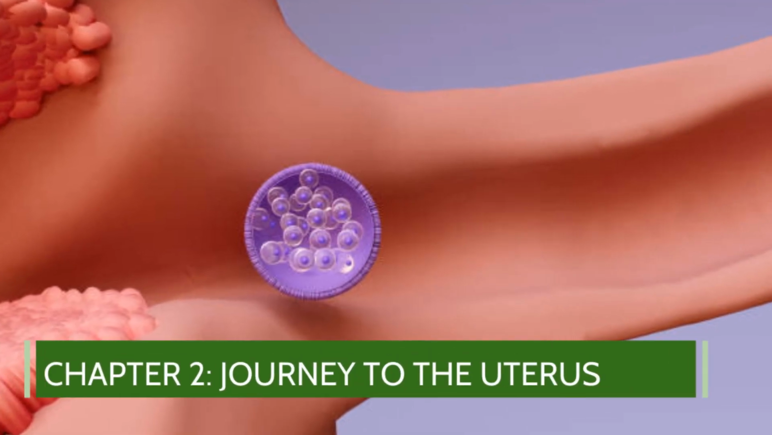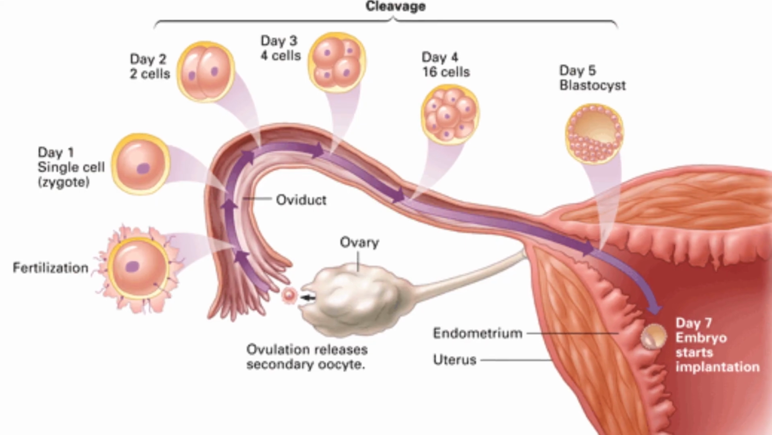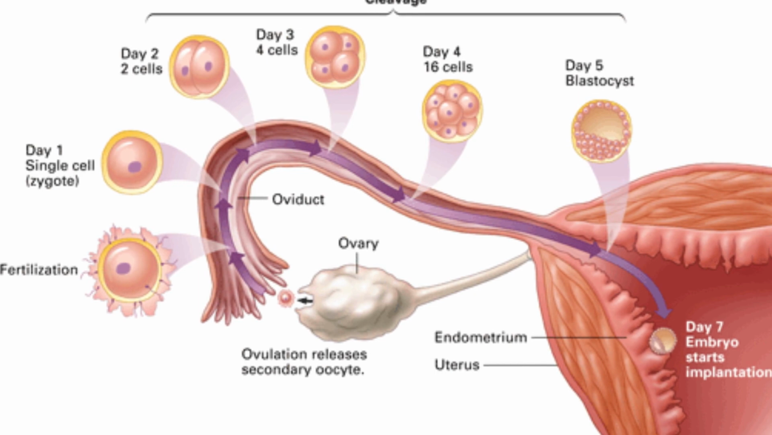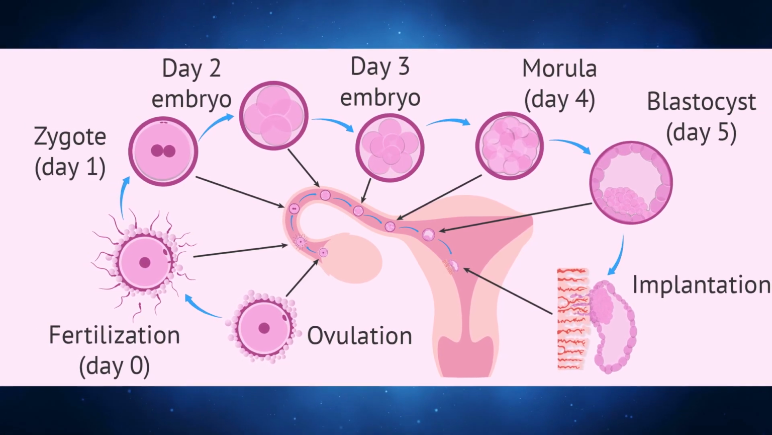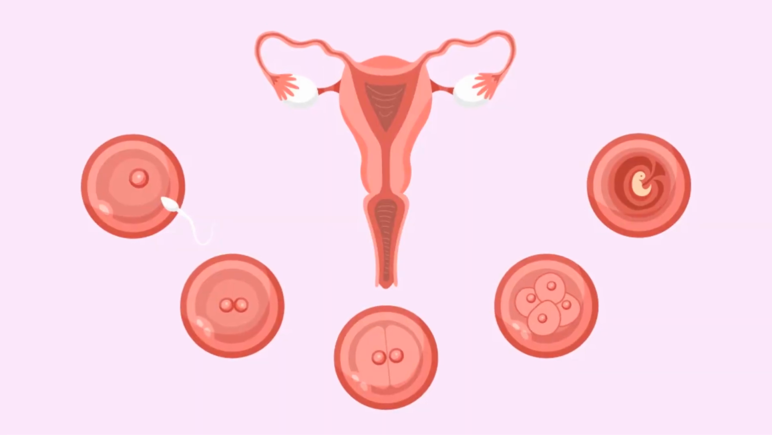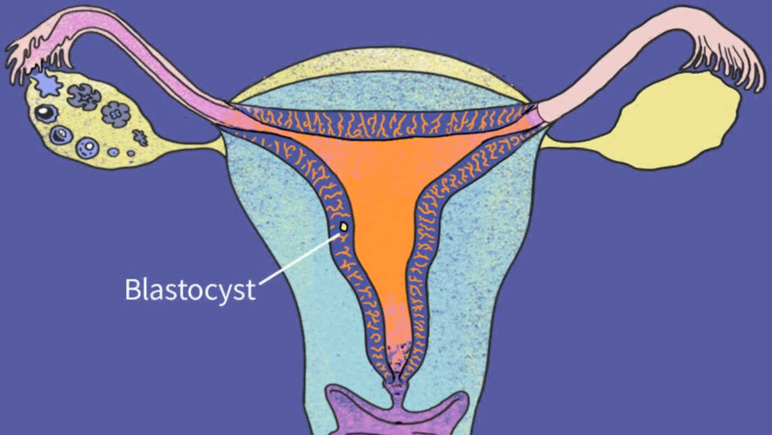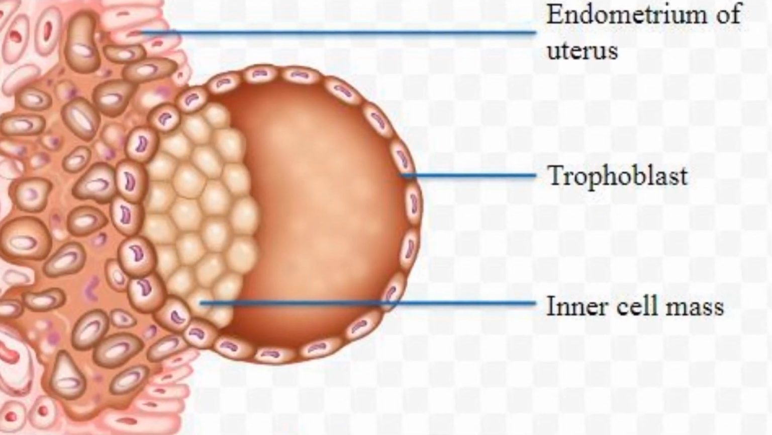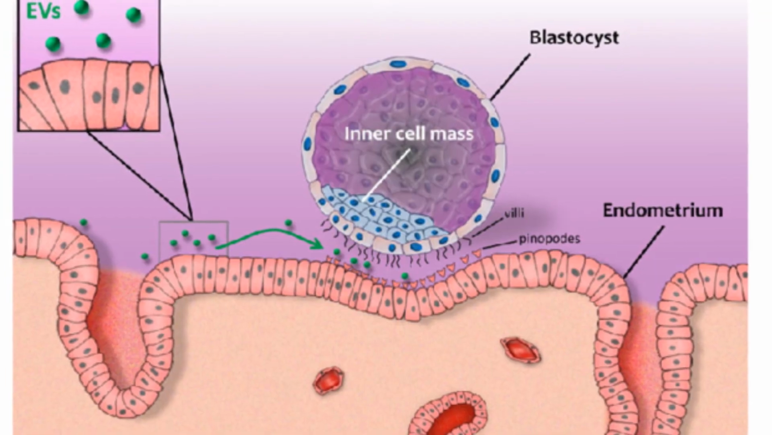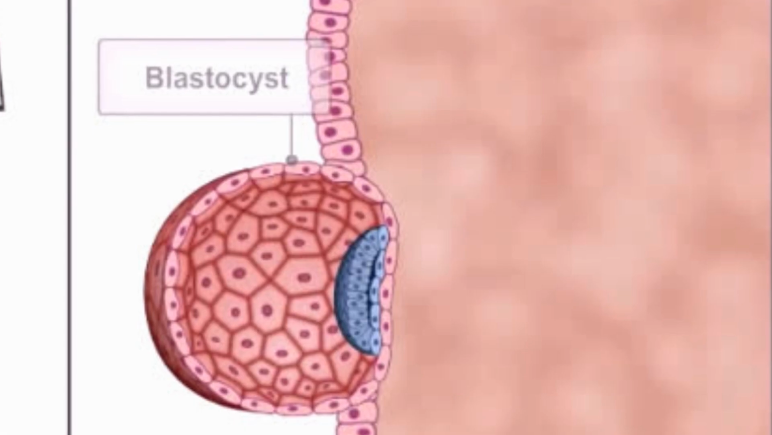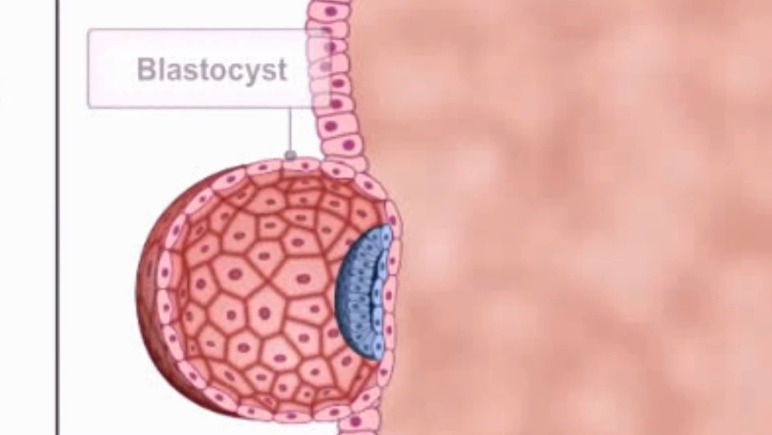Chapter 2. Journey to the uterus. Around day 6 after conception, the blastocyst embarks on a journey from the fallopian tube to the uterus. This migration is essential for successful implantation and the subsequent stages of pregnancy. As the blastocyst travels, it continues to divide, forming an inner cell mass and an outer layer of cells called the trophoblast. The inner cell mass will later develop into the embryo, while the trophoblast plays a crucial role in embedding the blastocyst into the uterine wall.